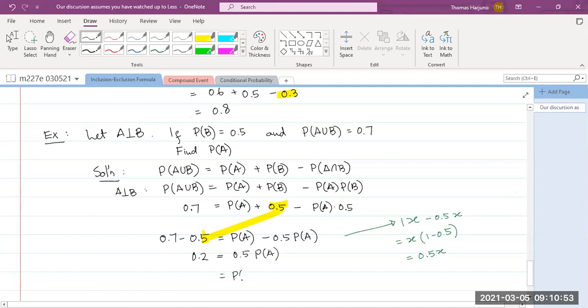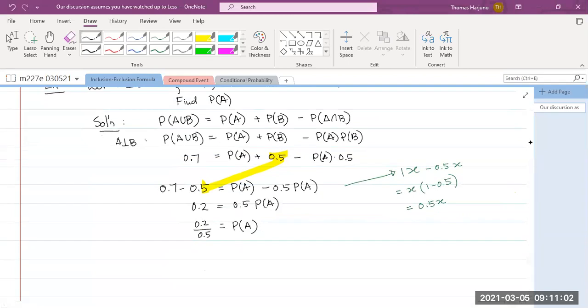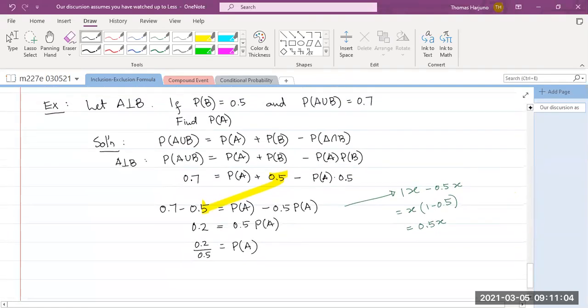Then probability of A is 0.2 over 0.5. Yeah, you still need to know some algebra. That's the thing. Even though that's not the prerequisite of this class, the assumption is you have learned that in your high school. So basically you're supposed to have that kind of background. Then when you use your calculator, actually you don't need a calculator, but if you do, you will find probability of A is 0.4.